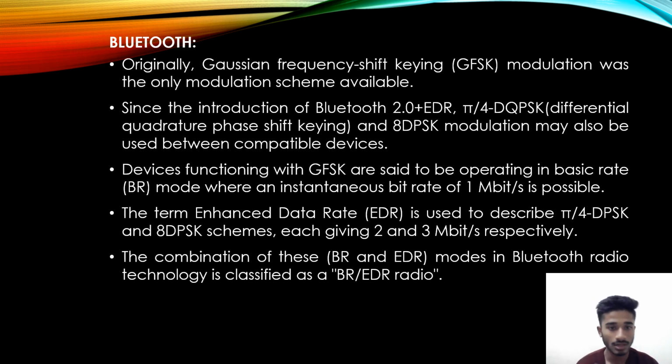Devices functioning with GFSK are said to be operating in basic rate mode, in which an instantaneous bit rate of 1 megabit per second is possible. The term enhanced data rate, EDR, is used to describe pi by 4 DQPSK and 8DPSK schemes, giving 2 and 3 megabits per second respectively. The combination of these BR and EDR modes in Bluetooth radio technology is classified as BR/EDR radio.